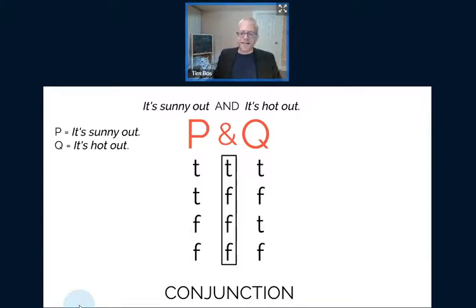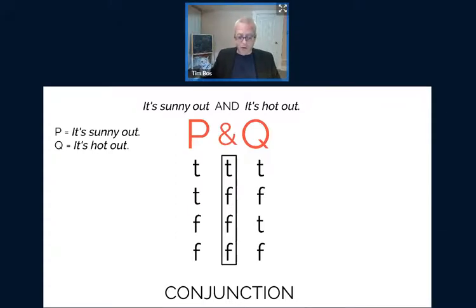So if we take this, it might look overwhelming and weird to you, right? But by now, the P and Q should be easy to read for you. If we say that P represents it's sunny out, and Q represents it's hot out, look at the first row. There's a little T beneath the P, and there's a little T beneath the Q. Does everybody see that? Just that first row.